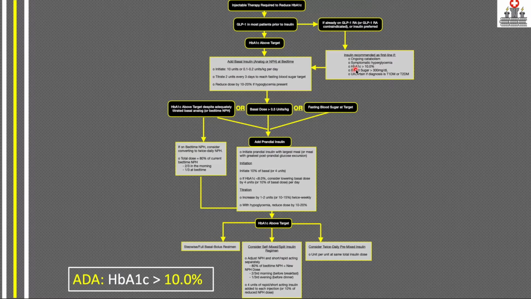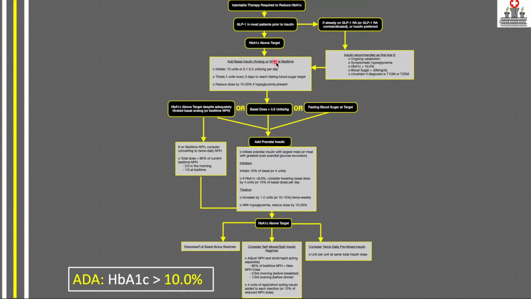And the ADA recommends insulin when the A1C is more than 10.0% or blood sugars are more than 300 milligrams per deciliter. Also, if they have severe osmotic symptoms, symptomatic hyperglycemia, or if you can't tell the difference between type 1 or type 2. You would rather put them on insulin and then figure out, okay, it's type 2, we can potentially decrease their dosage of insulin or switch to another medication. But it's essentially the same recommendations.